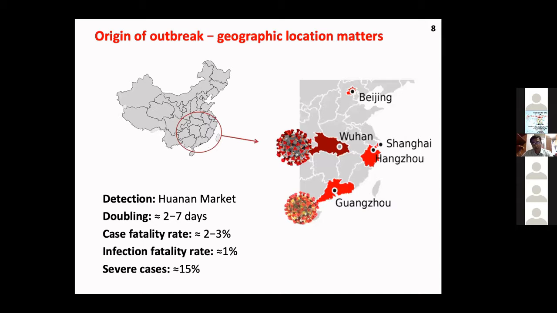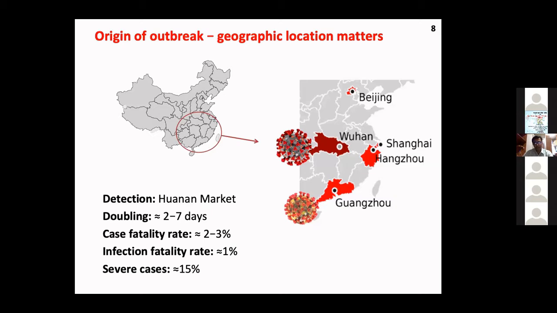Now, following the outbreak, the Wuhan Virology Institute immediately characterized the virus, and some of the characterization suggests that the doubling time varies between 2 to 7 days. The case fatality rate among the symptomatic infected people is somewhere around 2 to 3%, and the overall infection fatality rate is somewhere around 15%, and among the cases with symptoms, the severe cases are somewhere around 15%. I don't want to talk too much about the clinical perspective, because yesterday Dr. Singh just explained all these things very elaborately.